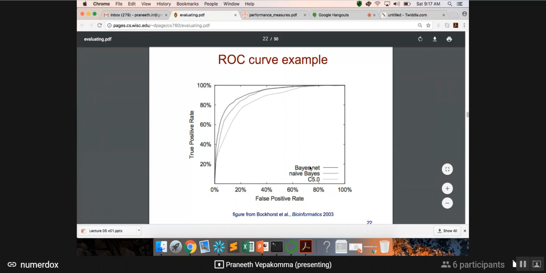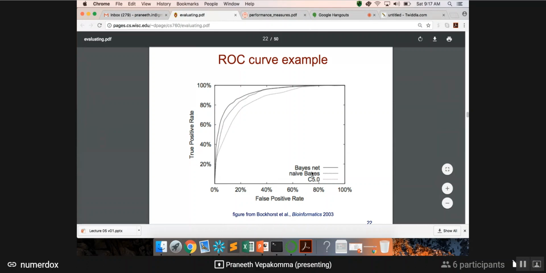Now BayesNet is a more complicated technique. It's harder to train. It's more data and computationally intensive, more time taking. Naive Bayes is super simple. It's like a simple calculator kind of operations. So then people might say, hey, you're in a business where you're okay with 45% FPR. That's where you want to operate. But then both are performing the same TPR.